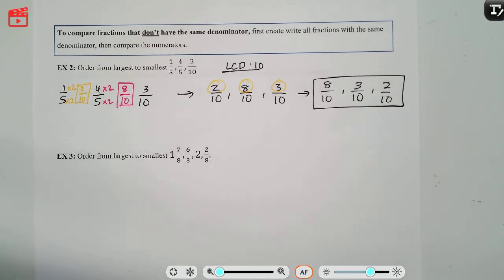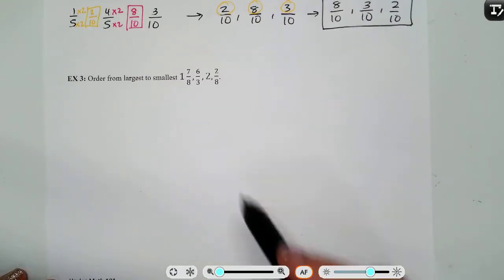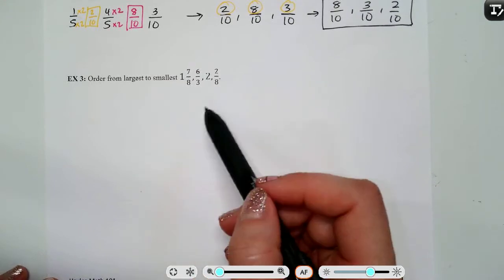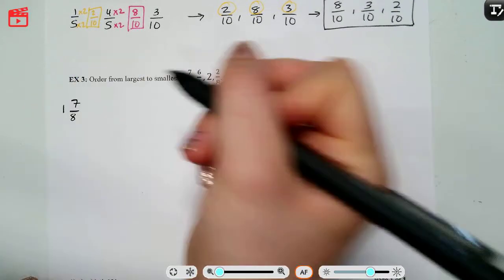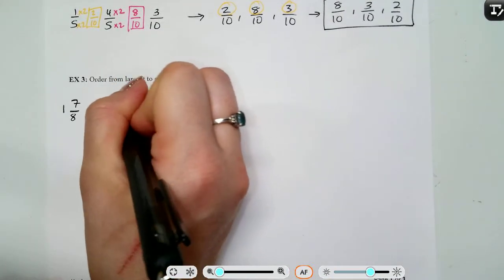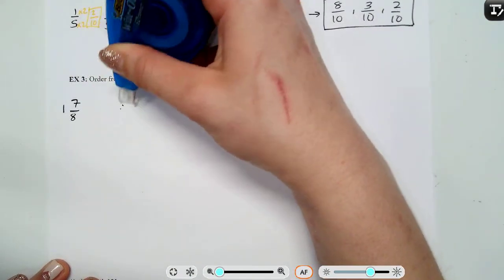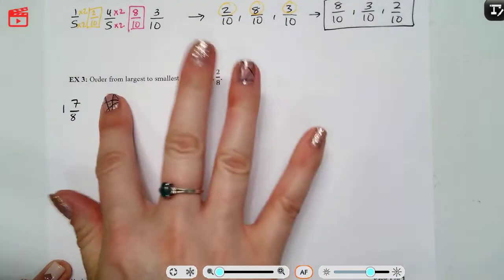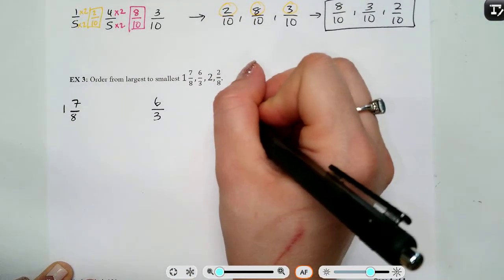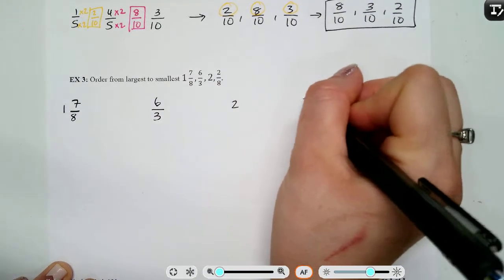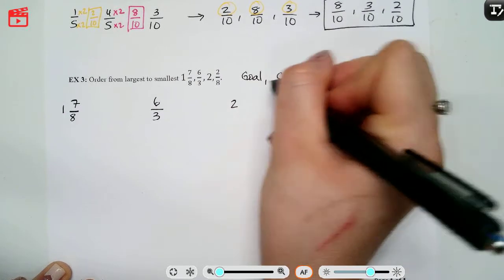All right, example 3, order from largest to smallest. Ooh, this one's even more interesting because we've got a mixed number and a whole number. So let's write these out separately to see. Remember, my goal is to give them all the same denominator. Let me write that a little farther away, because then we can actually compare their numerators. And at the moment, they do not have the same denominator, so that's going to be my goal. So my goal, common denominator.